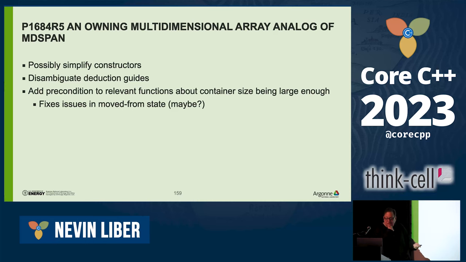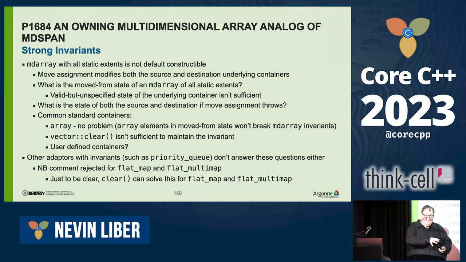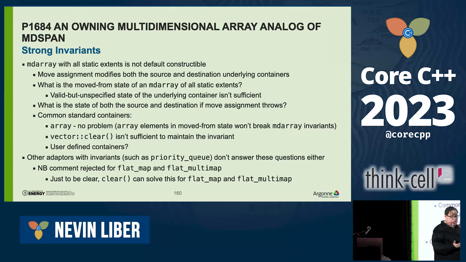I fixed those. And since this came up a couple of times at this conference, what's the problem with move-from? We want our types to have strong invariants. And so if I'm wrapping something and I have an invariant to preserve, I have to know the move-from state. And the standard says for most of the types it's in a valid but unspecified state, and that's not sufficient for composability.